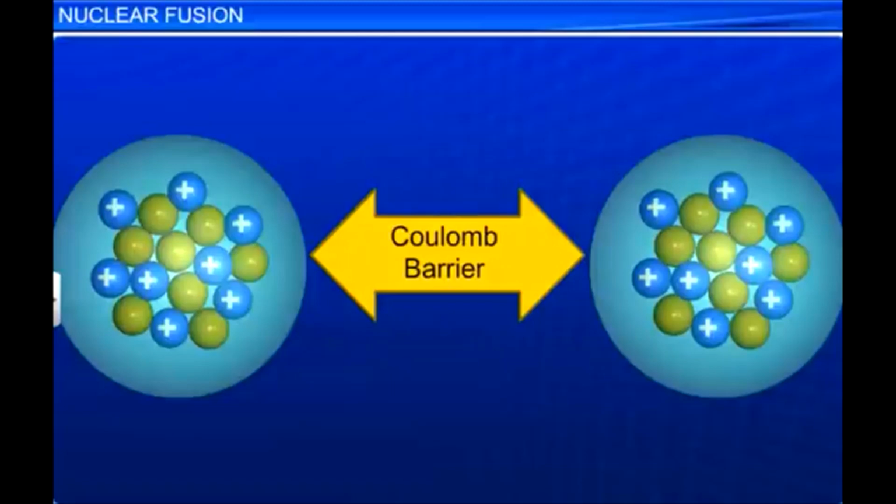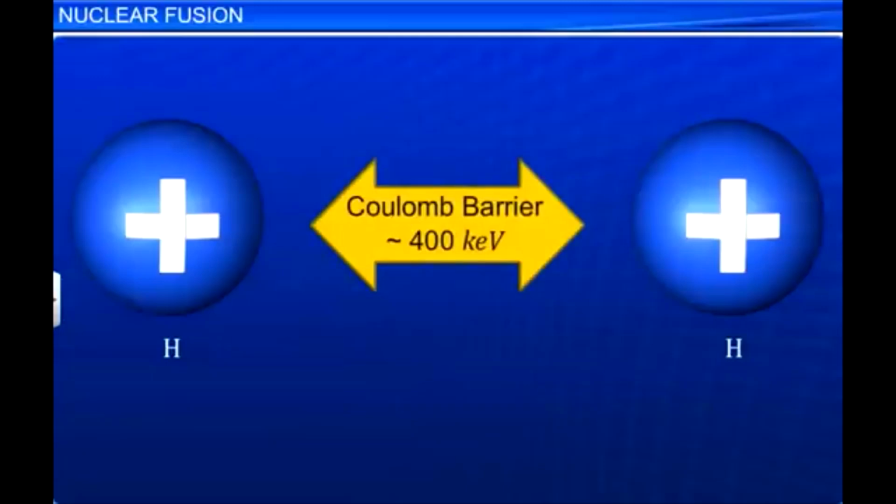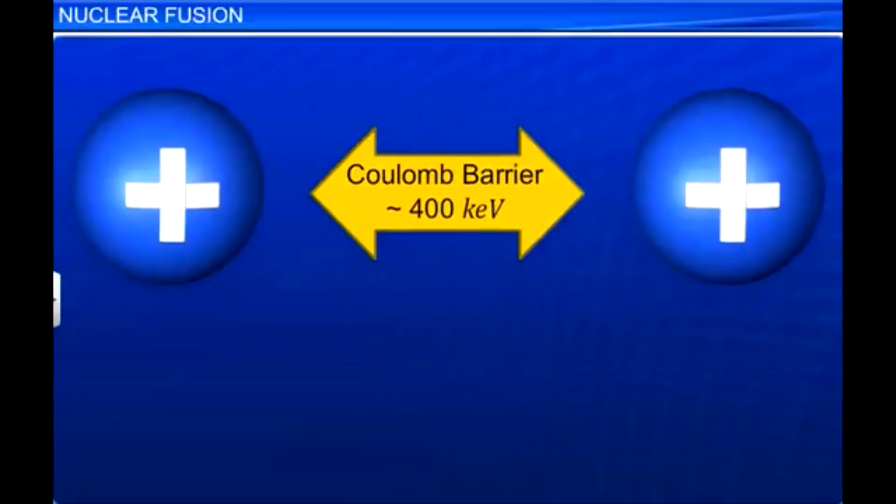If two protons, that is, two hydrogen nuclei, should fuse together, the barrier height is about 400 kilo-electron volt. This is a very huge amount of energy. To overcome the Coulomb barrier, the required energy is obtained thermally, that is, by raising the temperature of the proton gas.